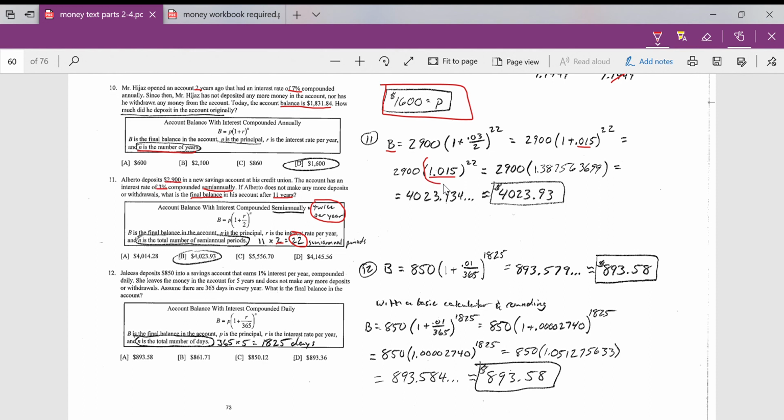We have to do the exponent first. So again, you're going to do 1.015, find the XY button in your calculator, and hit 22. It's not going to change the number a bunch, but it makes it a little bit bigger. That equals 1.387, and so on. Leave that number in your calculator, hit times 2,900, and you get this, rounded to the penny. Here's your answer.